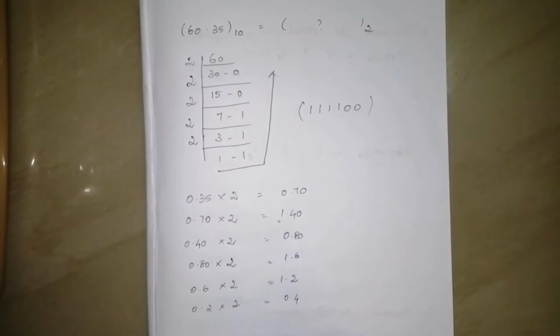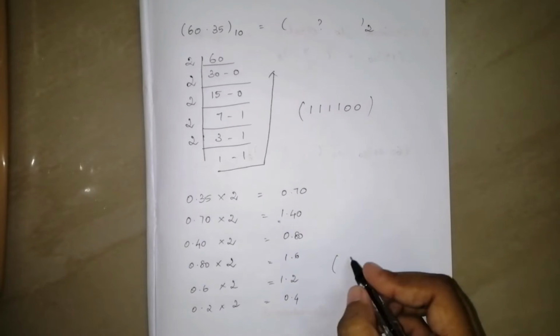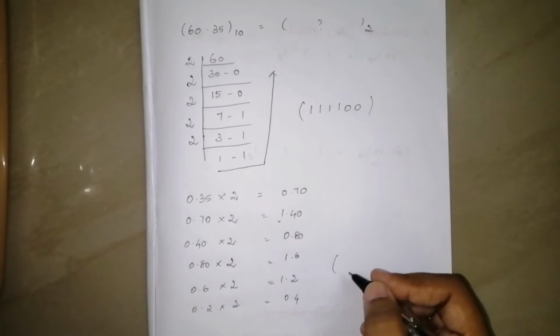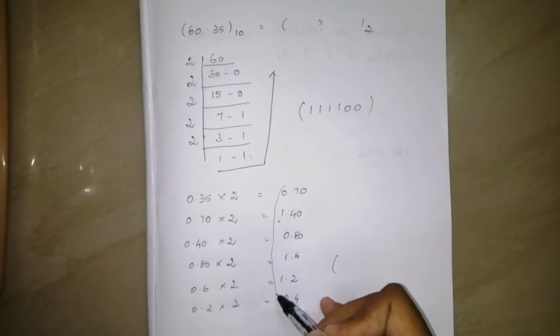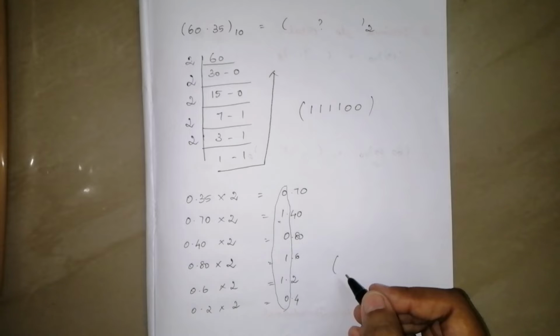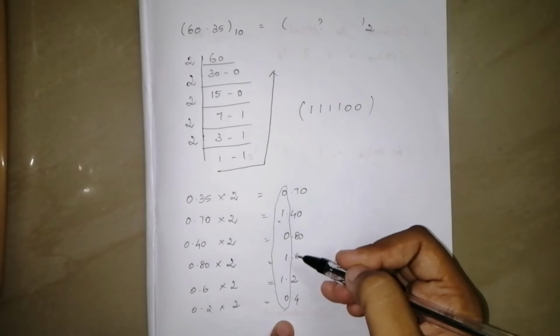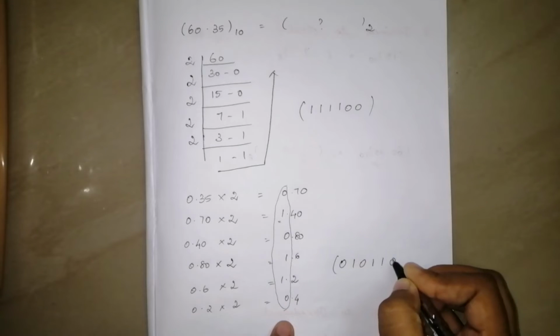So the binary equivalent of this decimal number: after the point, how we have to write means, we have to consider only the digits before the point. So we have to write it from top. 0, 1, 0, 1, 1, 0.